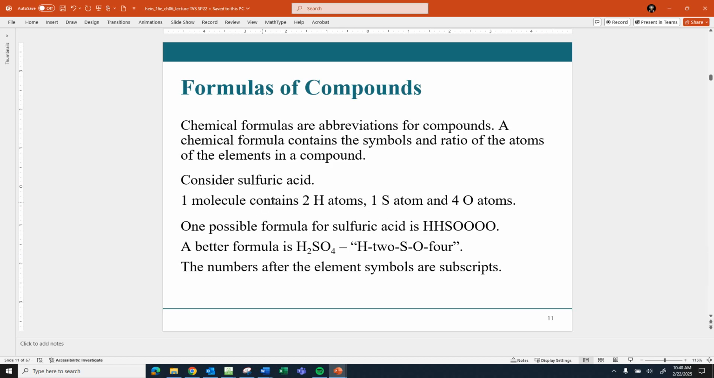Here, where we're getting into sulfuric acid, we're actually counting atoms. So one possible formula is H, H, S, and then 4 oxygens. The better formula is we put the H's together and the SO4, so it's H2SO4.